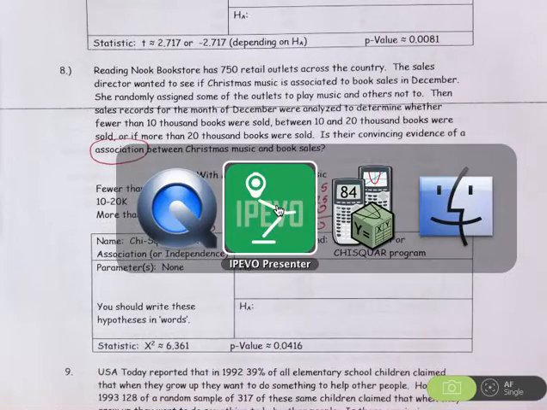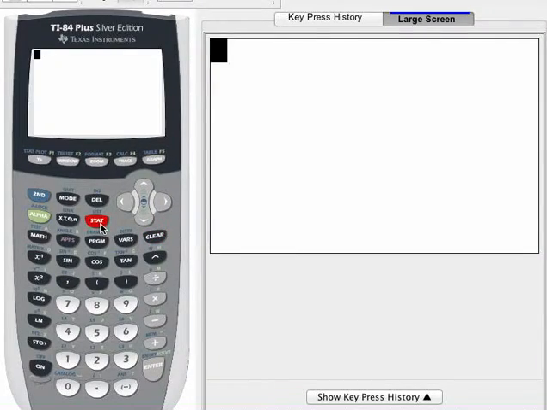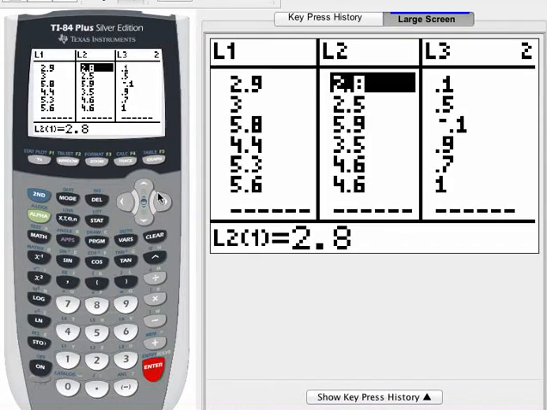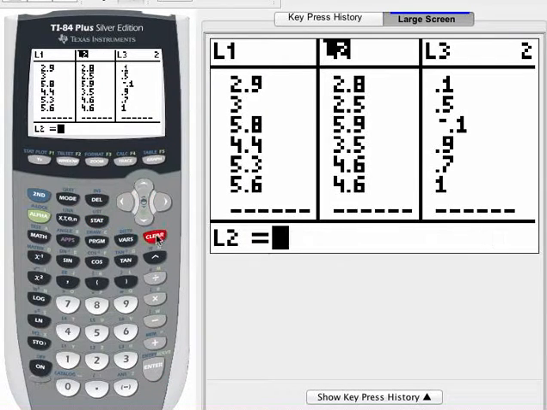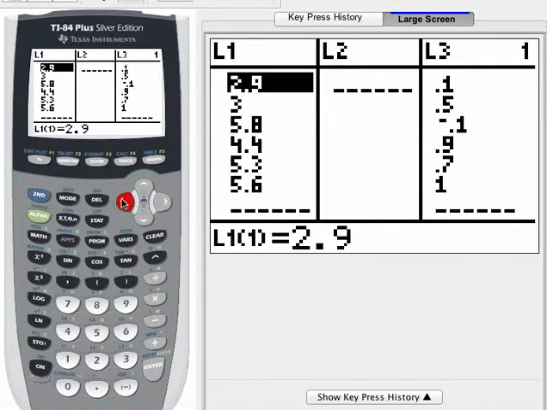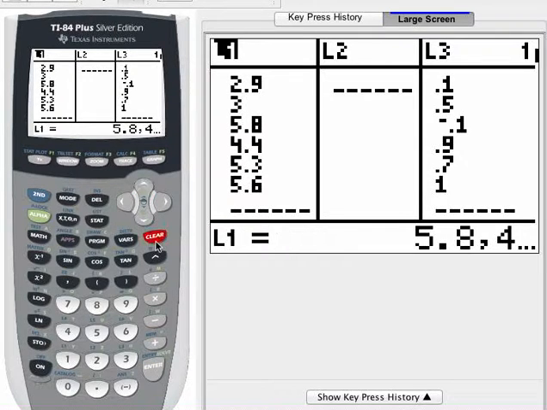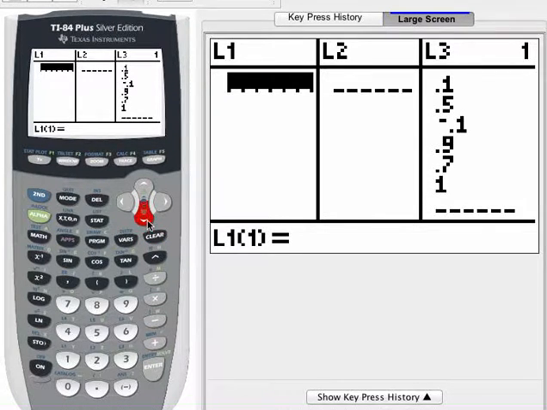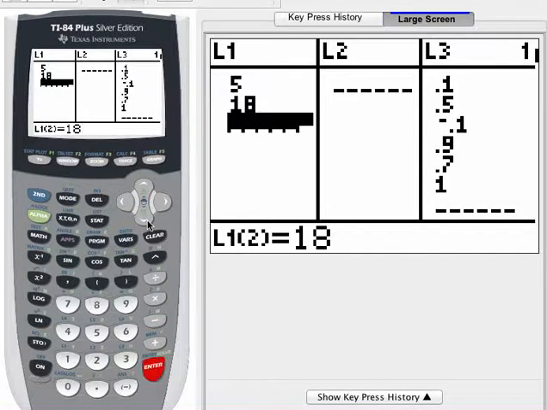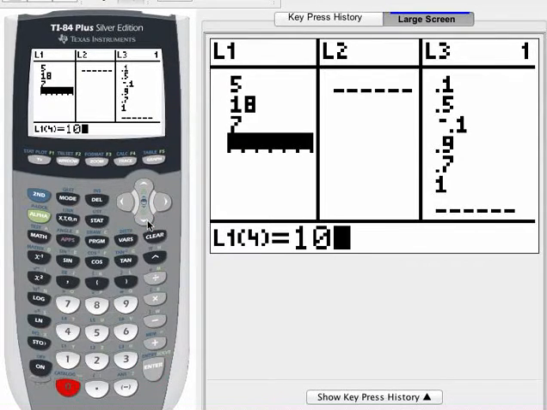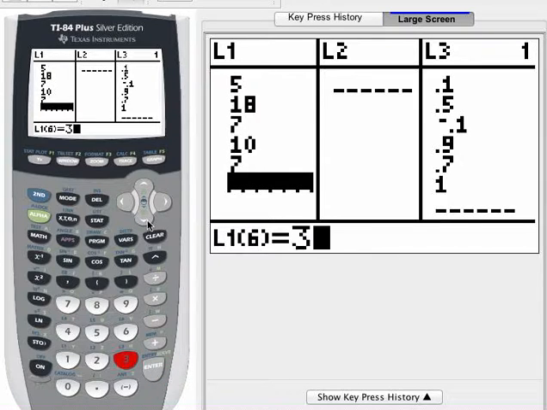So I'm going to go ahead to my calculator then, and I'm going to clear what I have in list 1 and in list 2. So here I'll clear list 2. Come over here and clear list 1. And so I'm going to enter my actual counts. Those are 5, 18, 7, 10, 7, and 3.